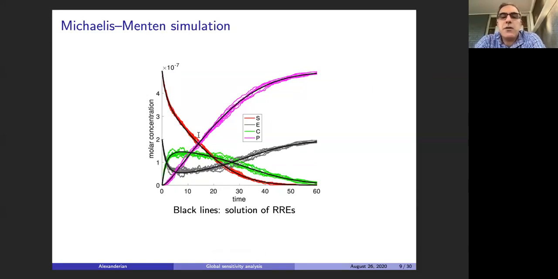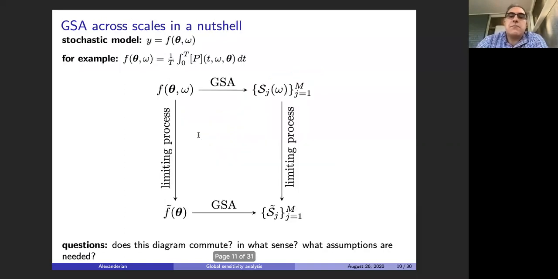And I could also consider the macro scale model, which is deterministic. That's given by the solution of the reaction rate equations. And there's rigorous theory linking these two scales, the macro scale and the micro scale. We'll discuss that a little bit in a minute.